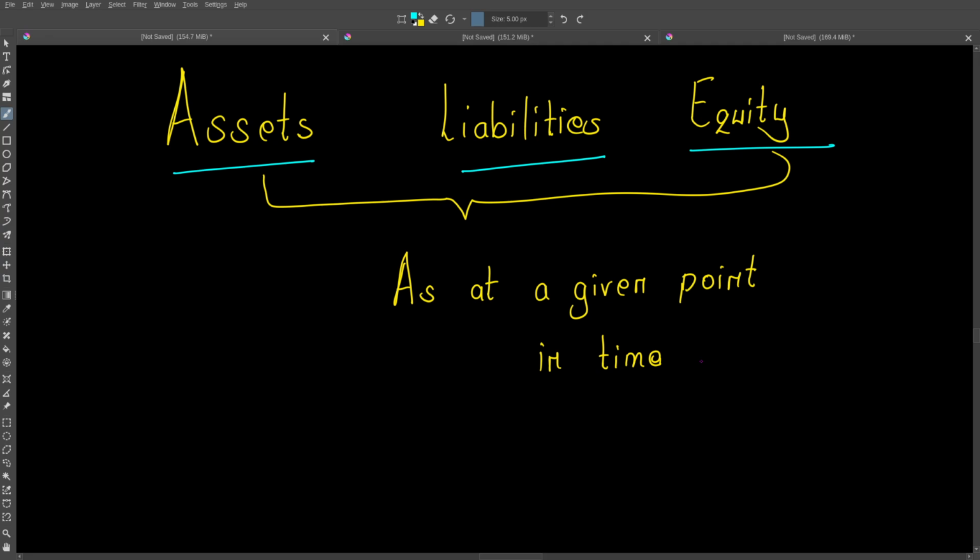We are not looking at the assets during the period, from January to December 2025, where you've bought some assets and disposed of others. There's been inflow and outflow of assets, liabilities and equity during that period. We are not going to be looking at that inflow. We are looking at as at 31st December 2025. What do you have?